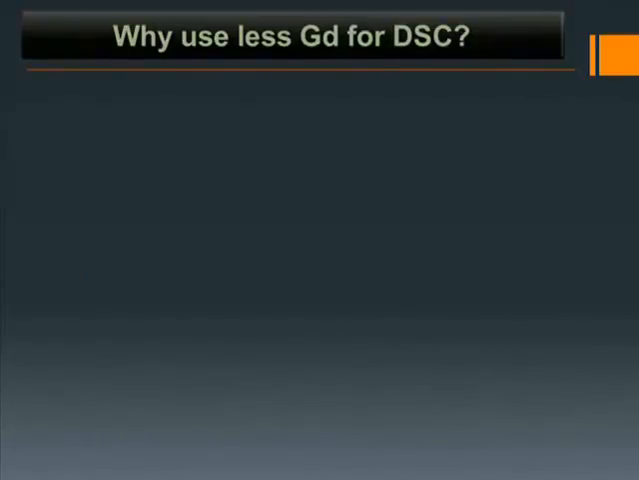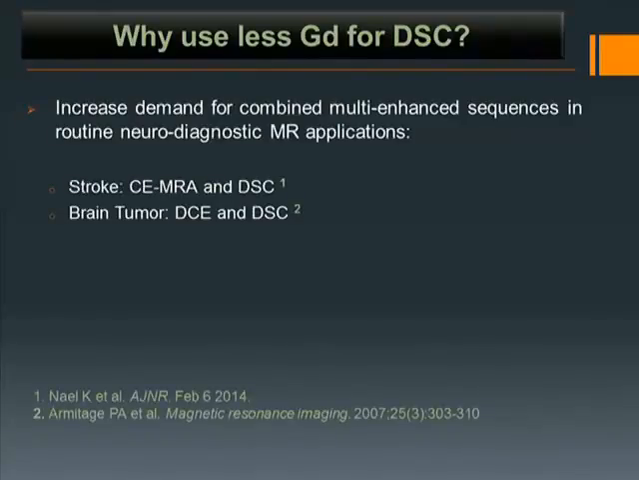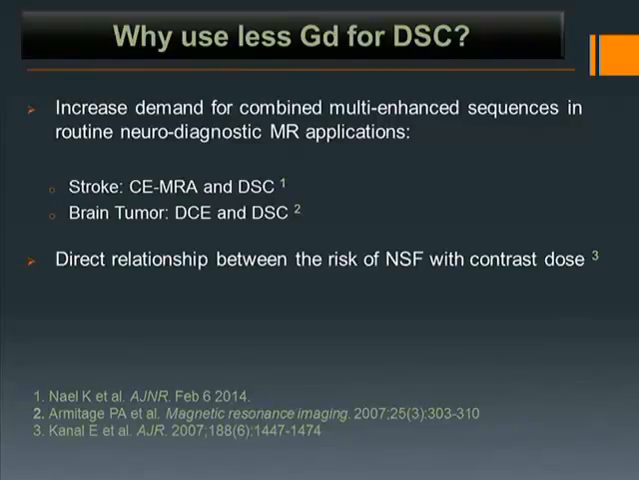I think there are several incentives, but the main one, at least for our practice, is the increased demand for use of combined multi-enhanced sequences in routine diagnostic MR applications. For example, for stroke imaging, we like to use a combined contrast-enhanced MRA and DSC perfusion. For brain tumor imaging, we like to combine DCE and DSC perfusion. And therefore, you have really two options. You either give these patients 2 doses of contrast, or you split the standard dose of 0.1 and perform both of these sequences in your imaging protocol. The direct relationship between the risk of NSF and contrast dose, and the reduction in cost, obviously, would be other reasons to do that.